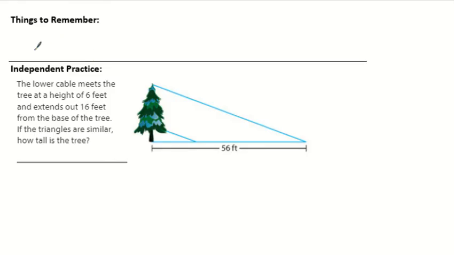Okie dokie. That's it, guys. So we won't put anything in the things to remember today. Independent practice, here you go, give it a shot. You have your two triangles. There's a small one, and then there's the large one. And then let's see how you do with the heights or the extension, okay?